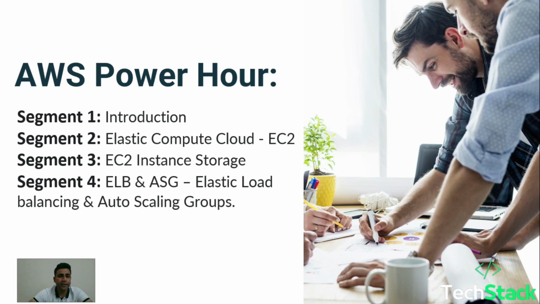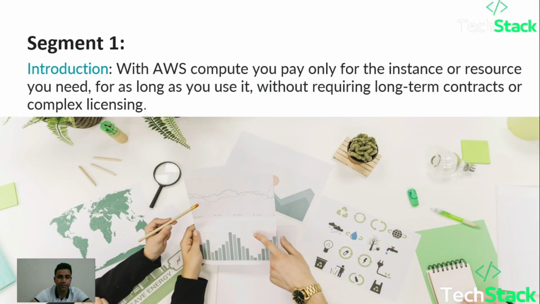So AWS Power Hour, that's today's agenda. I have divided this whole training into 4 sections. First of all, segment 1 is related to the introduction. Then segment 2 is related to Elastic Compute Cloud, that is called EC2. Segment 3 includes EC2 instance storage, and segment 4 is comprised of ELBs and ASGs, which are elastic load balancers and auto scaling groups.